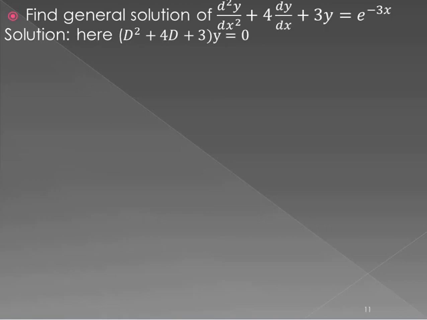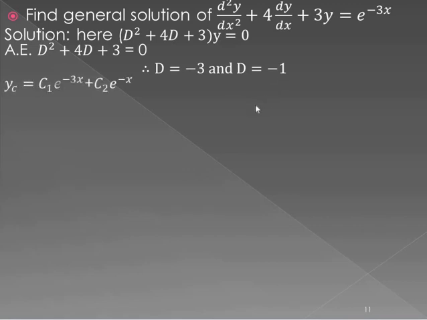To find the general solution, first we have to calculate CF and then we have to calculate the particular integral. So to find CF, we have to write the auxiliary equation. Here the auxiliary equation is D square plus 4D plus 3 equal to 0, and the roots of this equation are D equal to minus 3 and D equal to minus 1. Then we calculate the complementary function, that is yc, equal to c1 e raised to minus 3x plus c2 e raised to minus x.